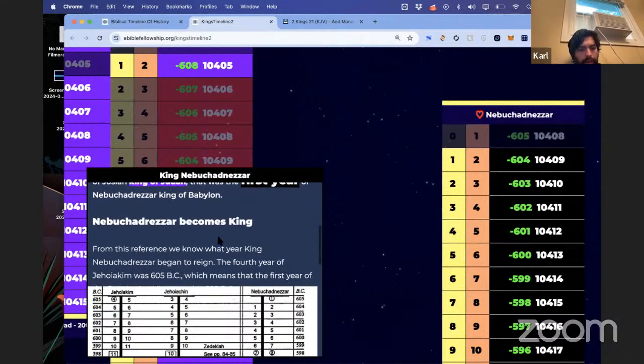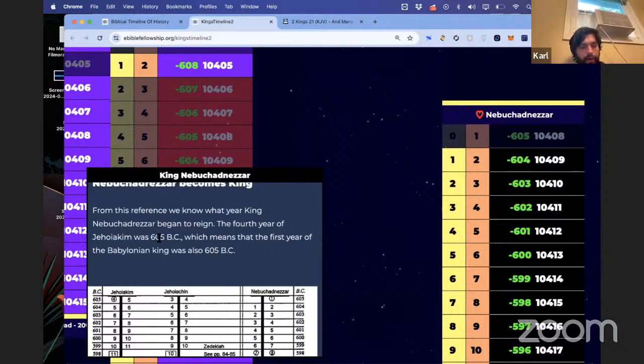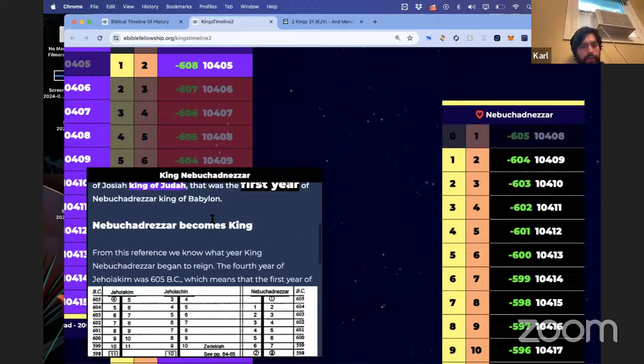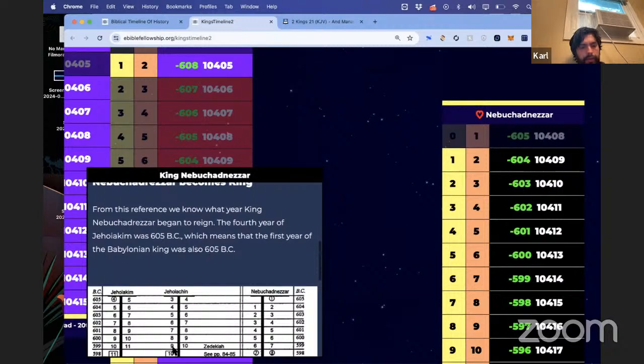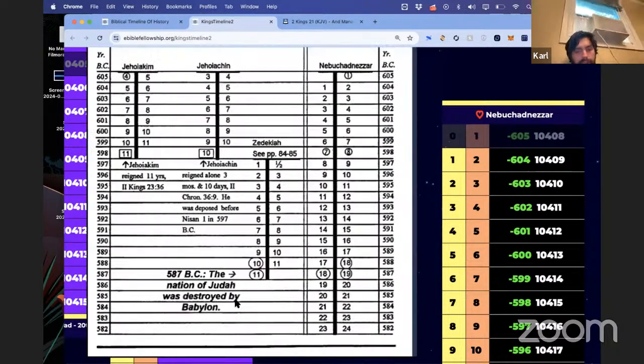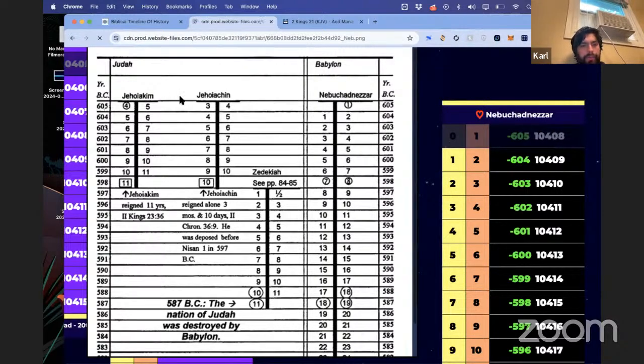And Nebuchadnezzar becomes king. From this reference, we know what year King Nebuchadnezzar began to reign. The 4th year of Jehoiakim was 605 BC, which means the 1st year of the Babylonian king was also 605 BC. And this is a snippet from Mr. Camping's book. And this is something I thought I'd share. If you look at Perfect Harmony, you'll see this image Mr. Camping had in his book.